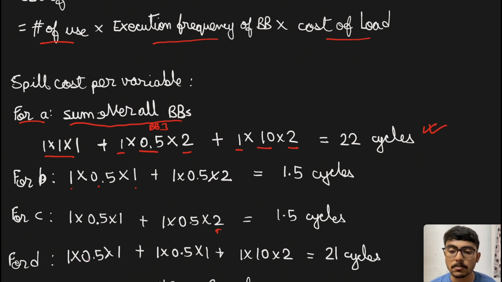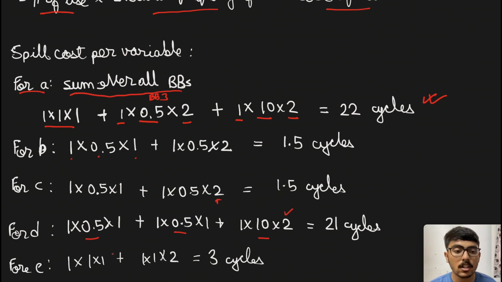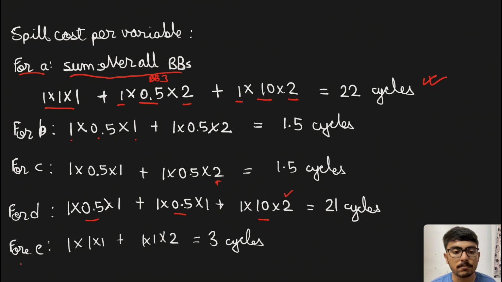Then we come to D. D has been used in many places, in basic block 2, basic block 3, and basic block 4. So for that we have the corresponding frequencies, and since only one time it is used, so 1 into all places, and only this it has load, so there are 21 cycles. Lastly, for E there will be 3 cycles in the similar manner. It is only used in BB1.